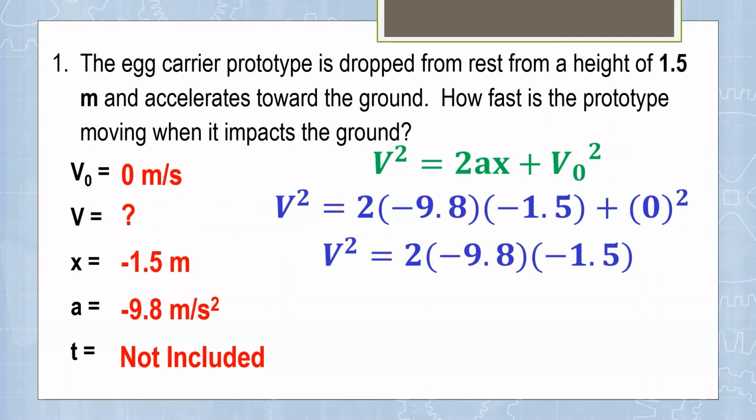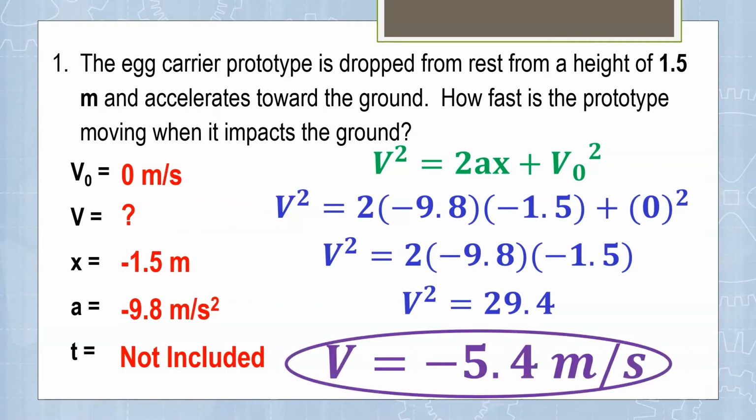2 times negative 9.8 times negative 1.5 gives me 29.4. The most overlooked operation is square roots and squares. So v squared isn't v. I need to take the square root of 29.4 to get 5.4 meters per second. Now it's negative 5.4 because the egg carrier prototype is moving downward in a negative direction. Remember, when you take a square root, you get a positive and a negative value. We're using the negative value because it describes the motion that we're observing.